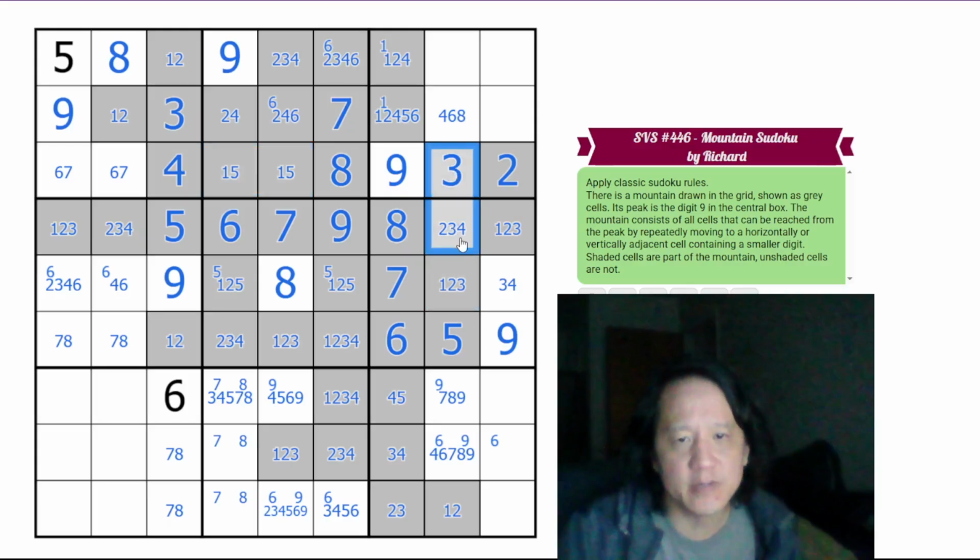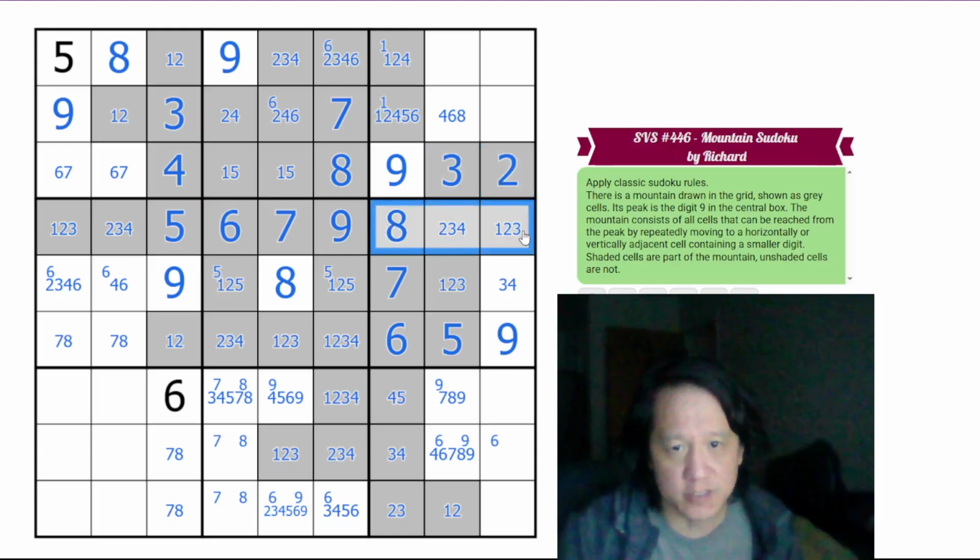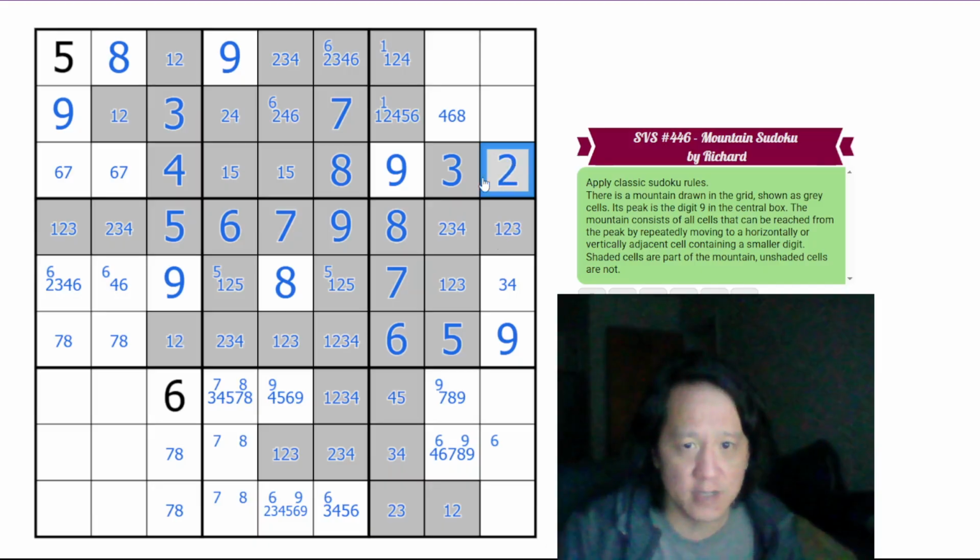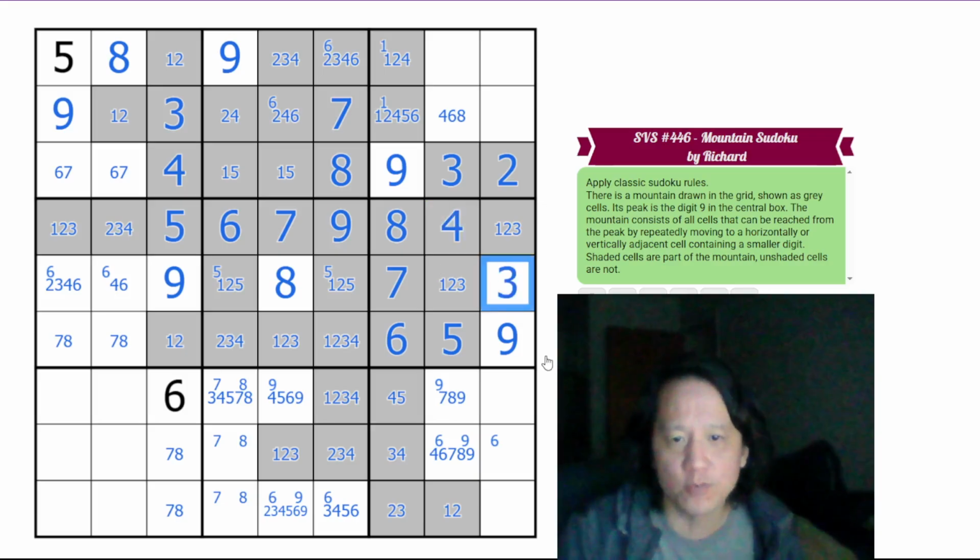3 has to be coming down from something, so this must be 8, 4, 3, 2, because it can't go this way because this is increasing from the 2 to the 3. So this is a 4, which means this can't be 4. This is 3. This can't be 2 or 3. It's 1. This can't be 1 or 3. It's 2, which eliminates 2 here, so that's 1.